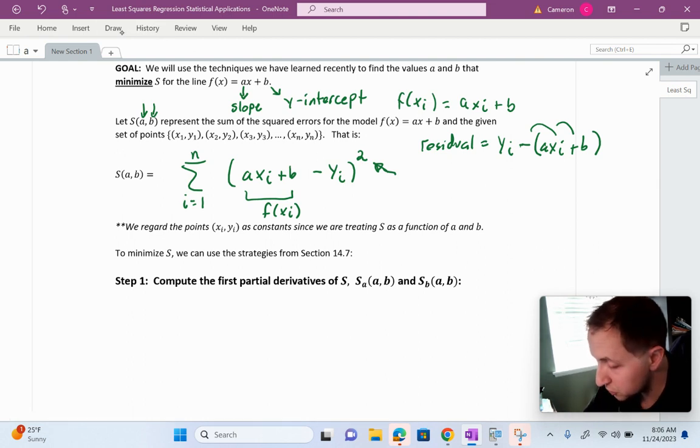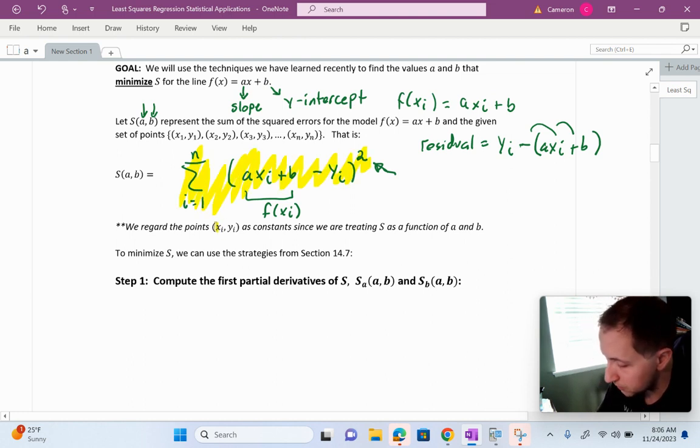So this is going to be the function, I'm going to highlight it. This is the function that we're going to be minimizing, this sum of squared errors right here. And we're regarding the points x_i, y_i as constants, since we are minimizing this function of a and b. A and b are our variables in this case. The slope and y-intercept are what we're trying to figure out. Okay, so x_i, y_i are just constants.